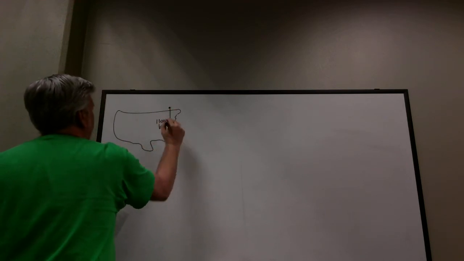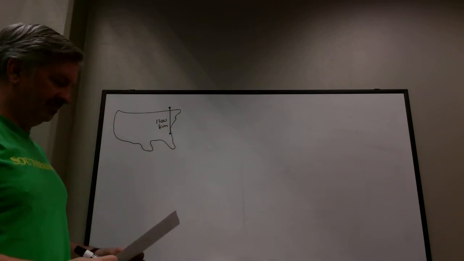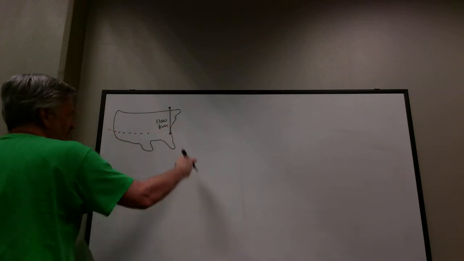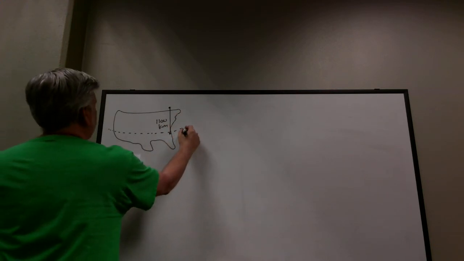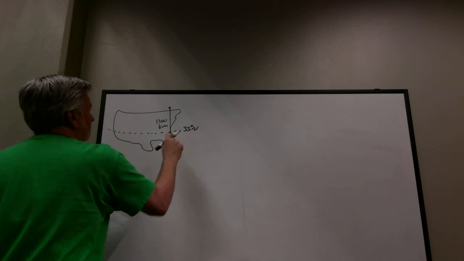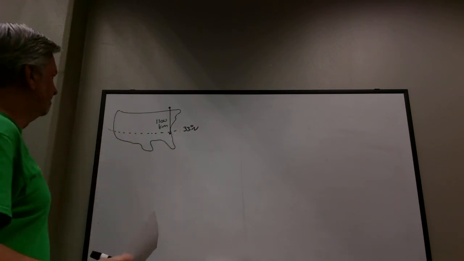Okay, so that's the first sentence. The latitude of Charleston is 33 degrees north. So the line of latitude, remember longitude's vertical, latitude's horizontal. Imagine this on a globe. This is at 33 degrees north, being north of the equator.